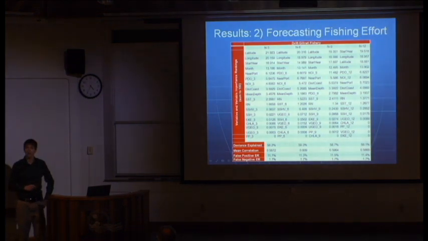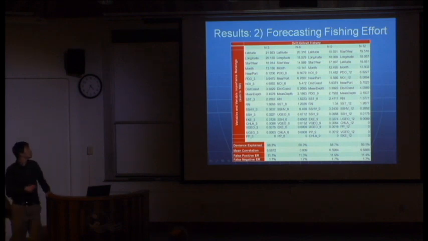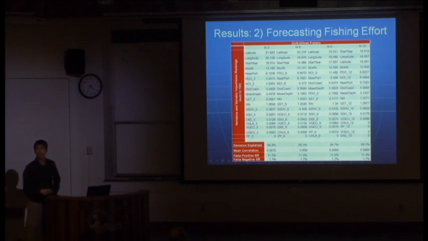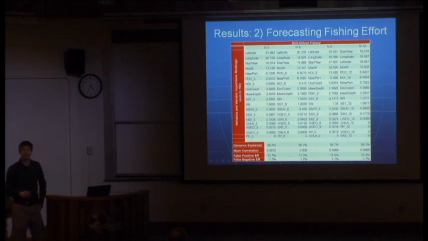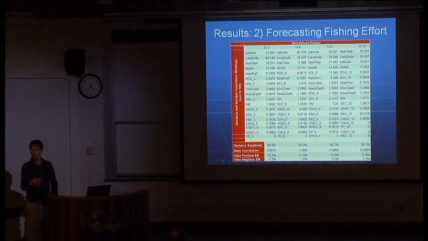Okay, but that's great for predicting the past. How well can we predict the future? What we did here is, again, we looked 3 months, 6 months, 9 months, and 12 months into the future. By that, I mean we used predictor variables like the North Pacific Oscillation index from 3 months prior to predict present fishing effort. What you'll see is that for the drift gillnet fishery, the deviance explained, correlation, all these things hardly change. So that means we can use past data to predict present fishing effort, or, as you might infer, we can use present data to predict future fishing effort.